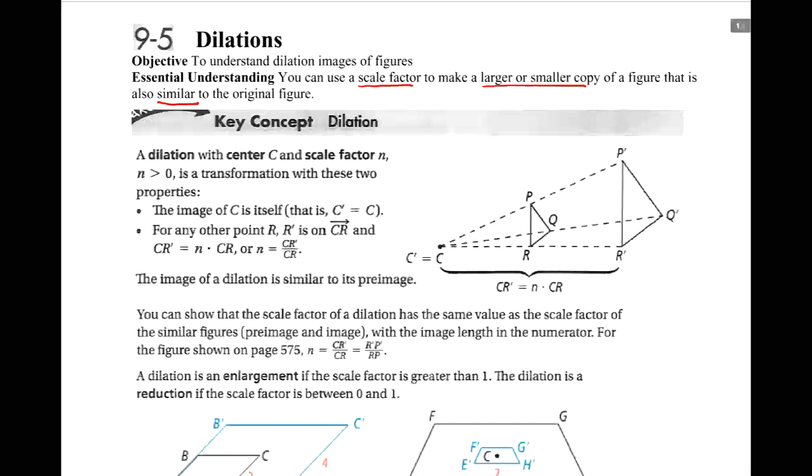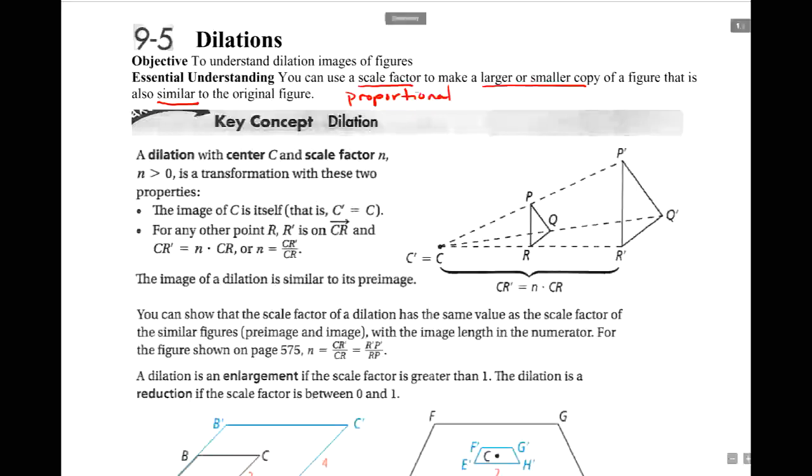Okay, all of the ones we've done so far have been isometries, which means they are congruent to the original figure. These are simply similar, which means they are proportional, and that's where the scale factor comes in. So these are proportional to the original figure by said scale factor.